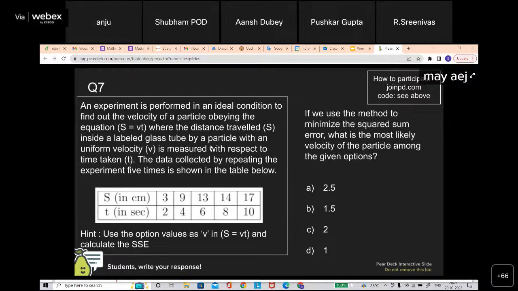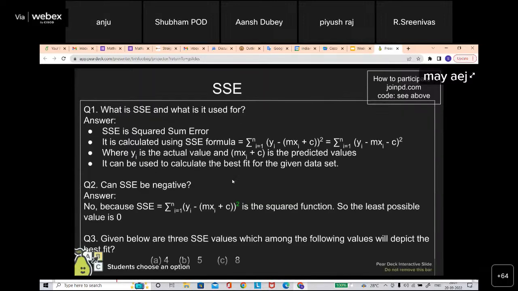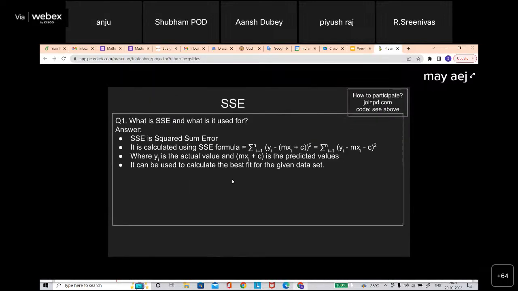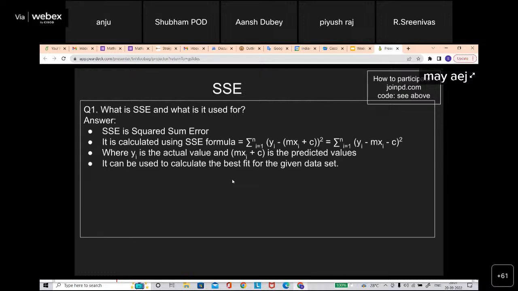Those who want to solve can continue to solve it. Let's talk about what is SSE. So I will first discuss what SSE is and what its use is. SSE is the short form of sum squared error.